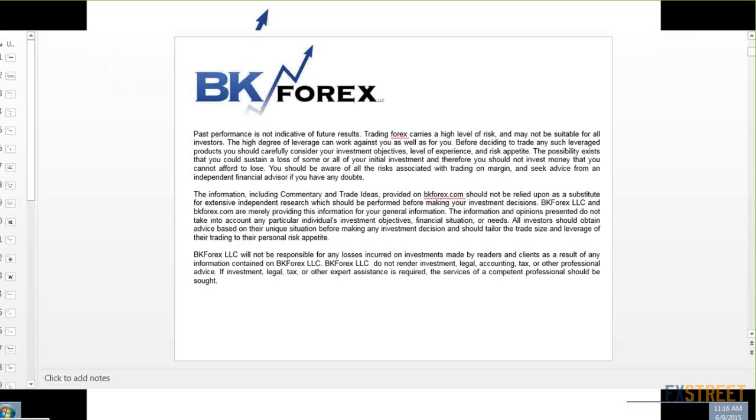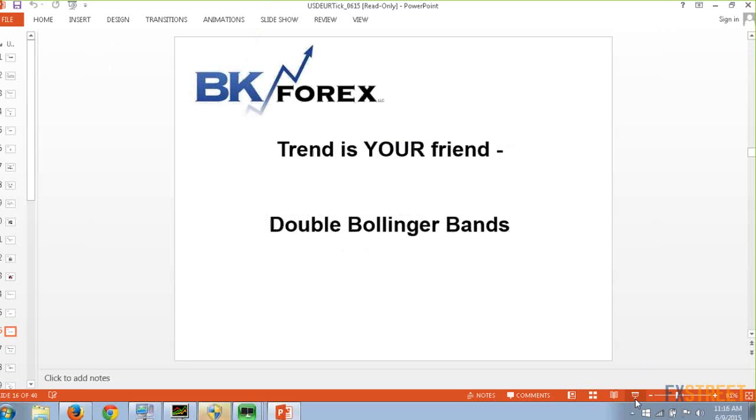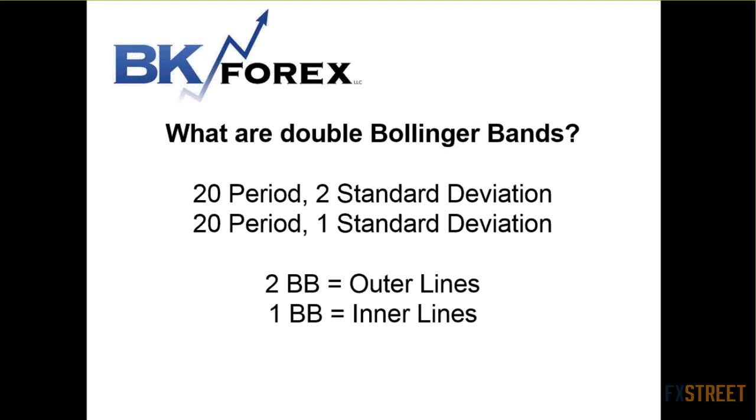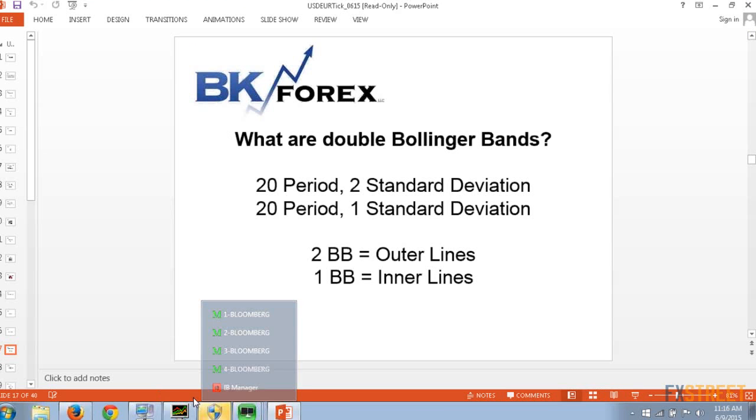Well, they're determined by trading strategies. And one of our favorite trading strategies is the double Bollinger Bands. You may be familiar with Bollinger Bands. Typically, when you put Bollinger Bands in your charts, you're looking at the 20 period, 2 standard deviation Bollinger Bands. My style of trading has always been to add 2 sets of Bollinger Bands: a 20 period, 2 standard deviation Bollinger Band, and a 20 period, 1 standard deviation Bollinger Band. And this creates opportunity for us.